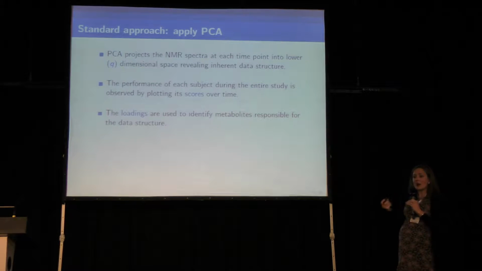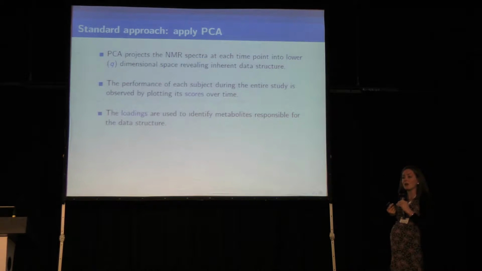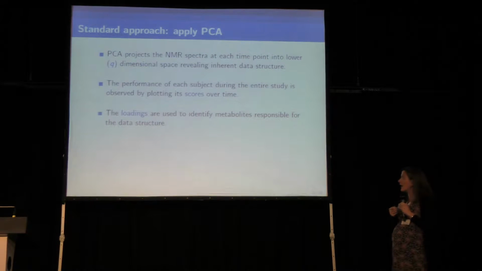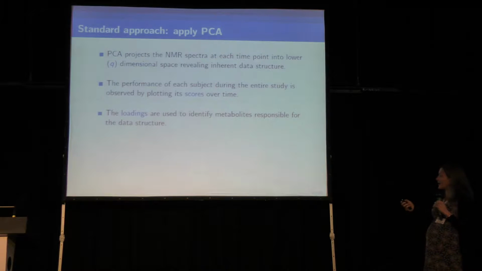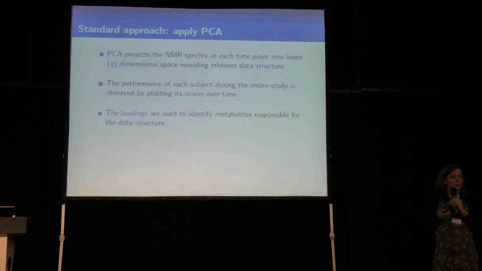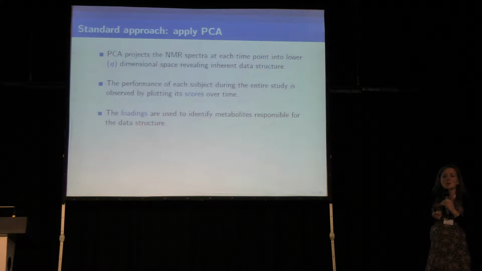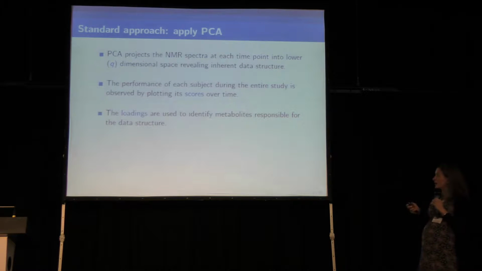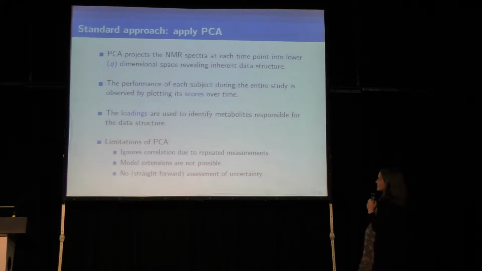They then look at these metabolomic trajectories by simply plotting what we would call the principal component score over time for each subject. And then they use what most people would be familiar with as the loadings, the principal components loadings matrix, to identify the metabolites that are responsible for the data structure. So that would be their usual steps in analysing such data.